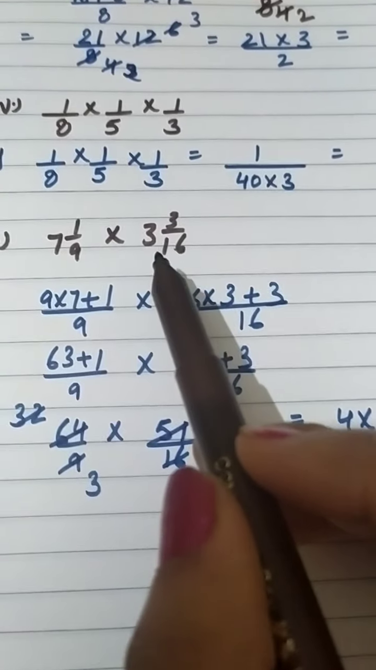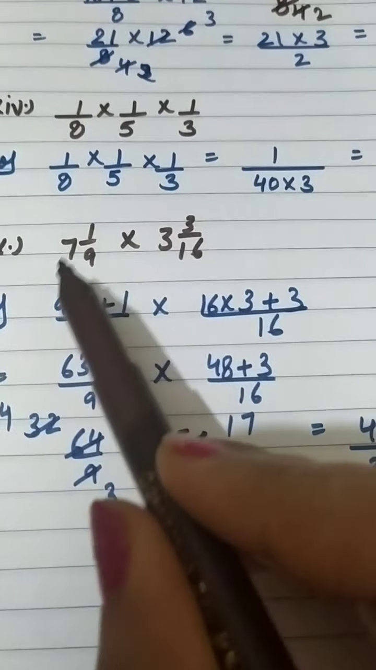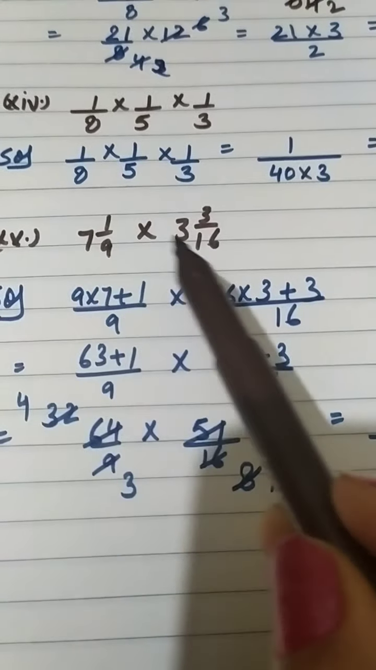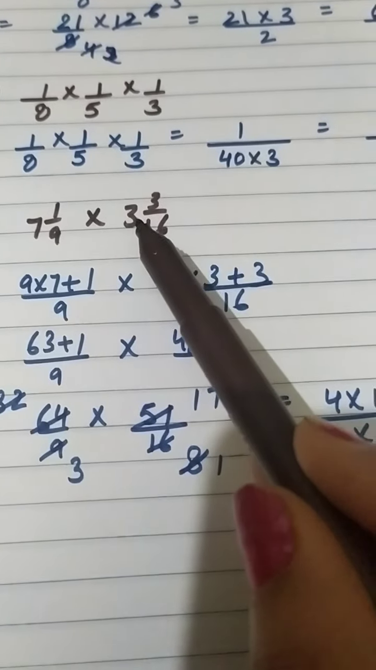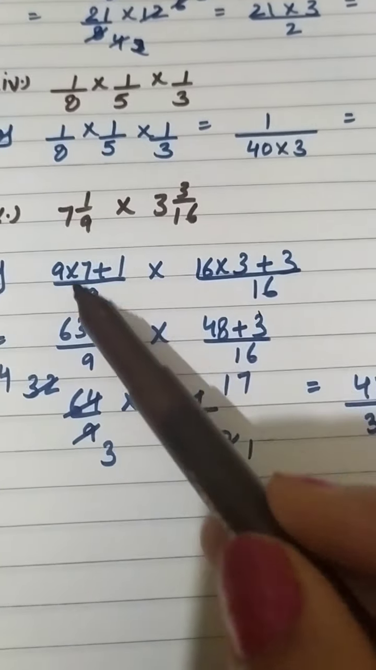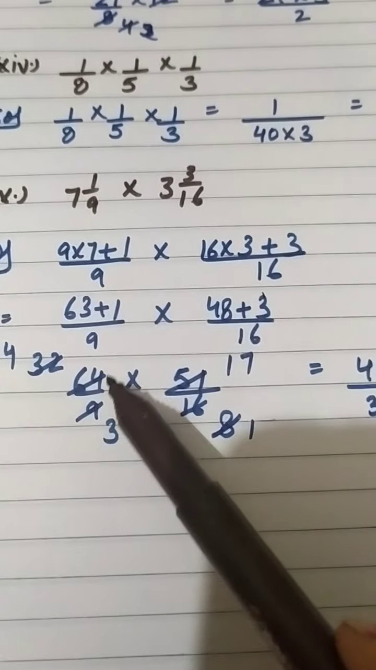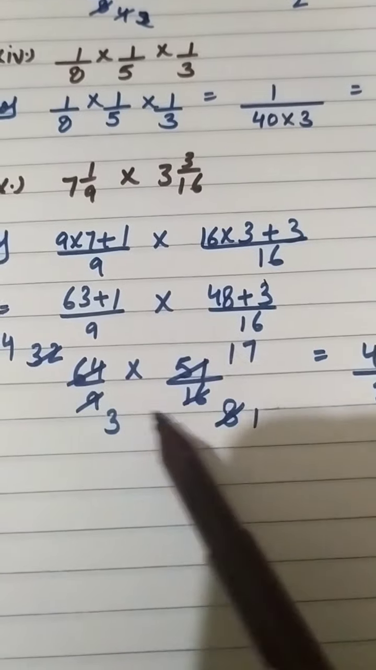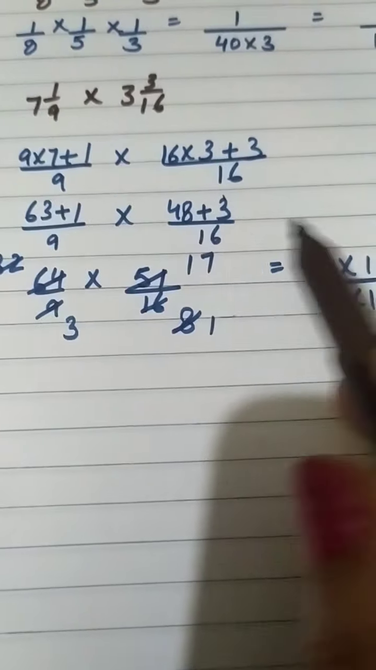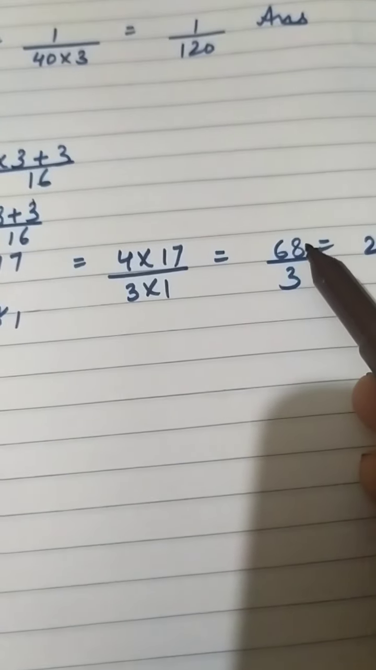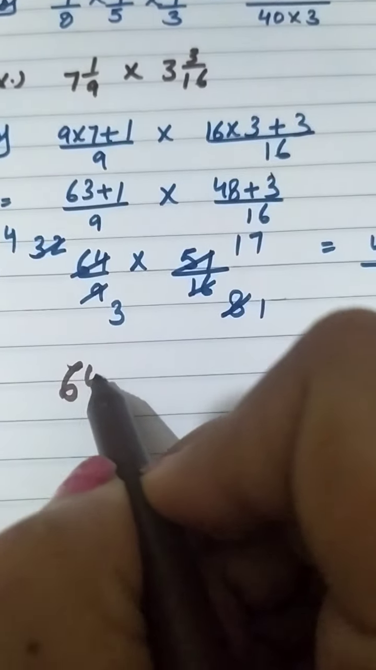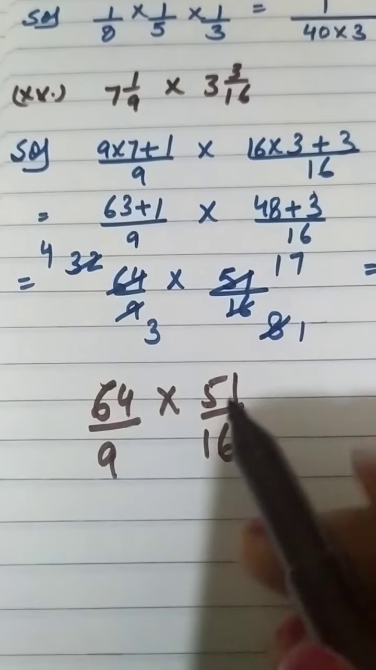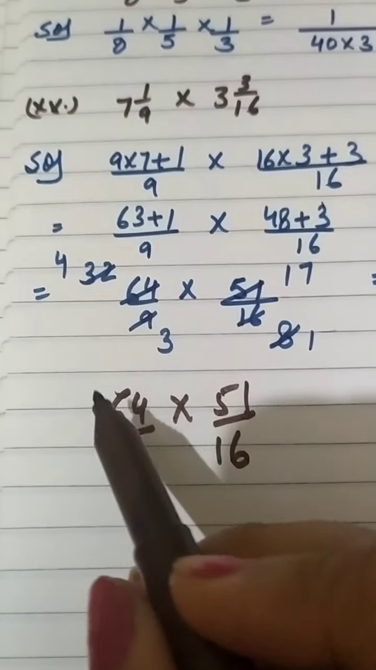Now look at this part. These both are in mixed fraction. So first of all we have to convert these into improper fractions. 9 into 7 plus 1, 16 into 3 plus 3 upon 16, in this upon 9. We get here 64 upon 9 into 51 upon 16. Now children, this all has been cut. After cutting all this, we got 68 upon 3. I will show you how I have cut this. See here, this is going by 2 and this also.